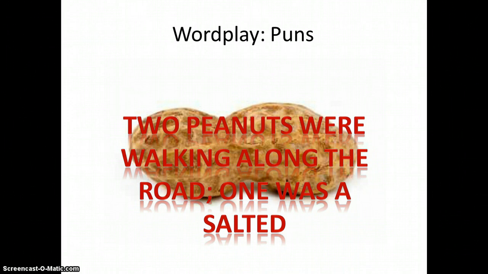I apologize, this doesn't look very great, but it's another pun. Two peanuts were walking along the road. One was assaulted. So that's using a double meaning of a word, or a different spelling of a word. Of course, if two people or two of anything were walking down a street and were come upon by some stranger, they could be assaulted, A-S-S-A-U-L-T-E-D. But when we're talking about a peanut, a salted peanut is different from a peanut that is not salted. So hopefully you understand the difference.